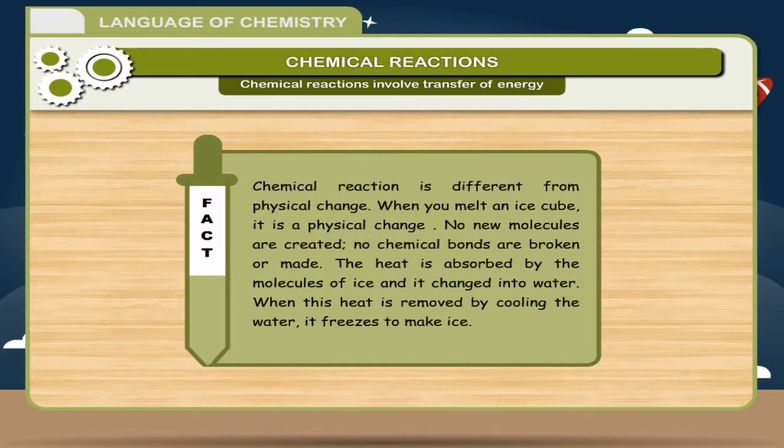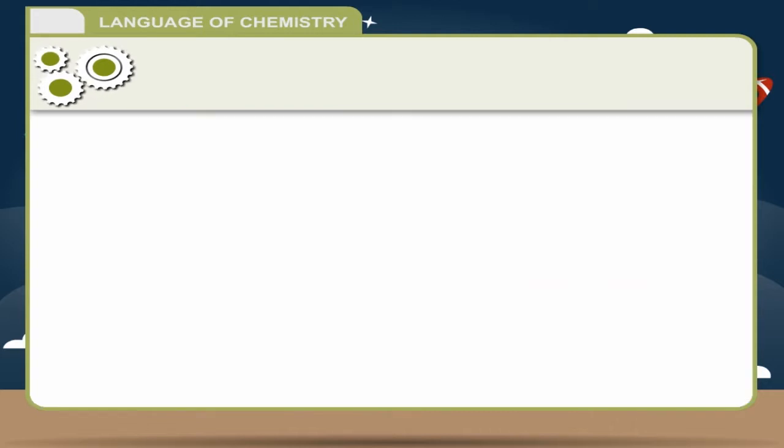Fact: chemical reaction is different from physical change. When you melt an ice cube, it is a physical change. No new molecules are created, no chemical bonds are broken or made. The heat is absorbed by the molecules of ice and it is changed into water. When this heat is removed by cooling the water, it freezes to make ice.